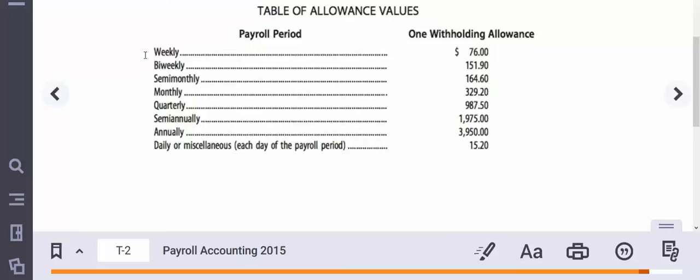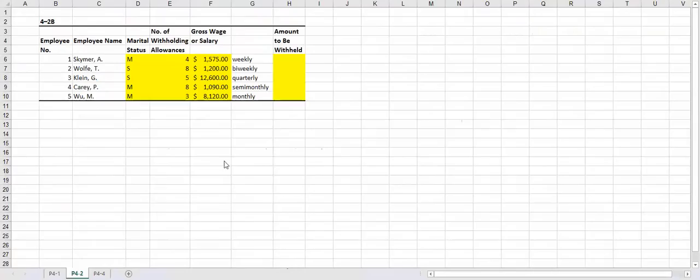So we're given the amount of allowance, the value of each allowance based on how an individual is paid. If we look at Skymer, he's married, 4 allowances, and his salary is $1,575. All of the information in yellow I just entered directly from the textbook problem, and anything that is in yellow I will be grading on that information, so make sure you enter it correctly out of the textbook.